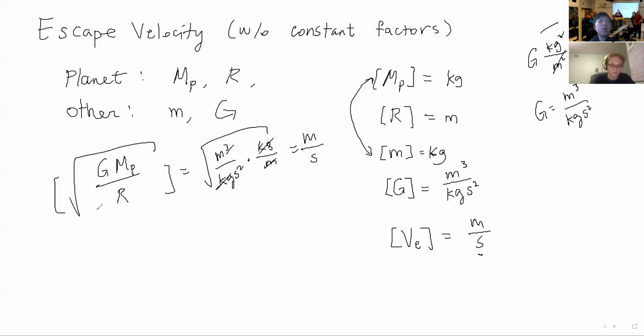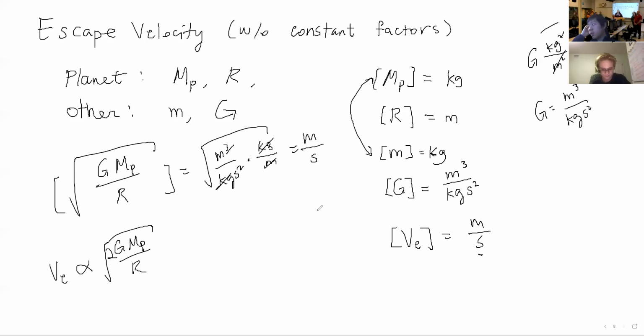So now we have v_e is proportional to the square root of G M_p over R. And this is already correct up to a constant factor. So then, instead of having to remember this entire spiel, you can just do this pretty quickly and then remember that there's a 2 here. And that's all you need to do to find the escape velocity, using only units and no physics whatsoever.